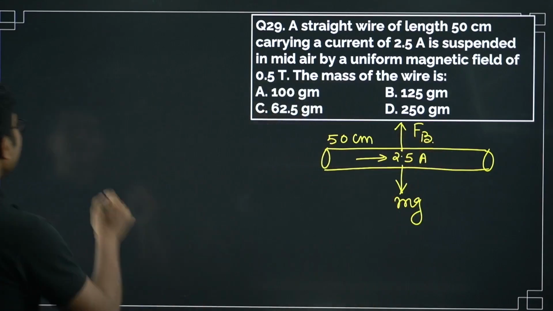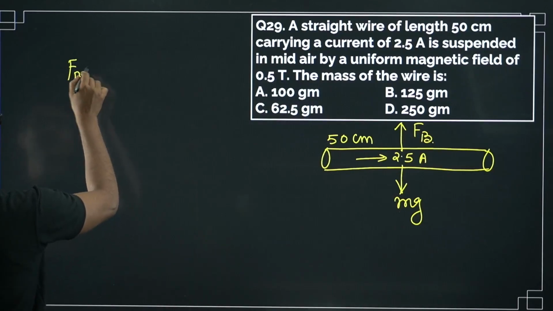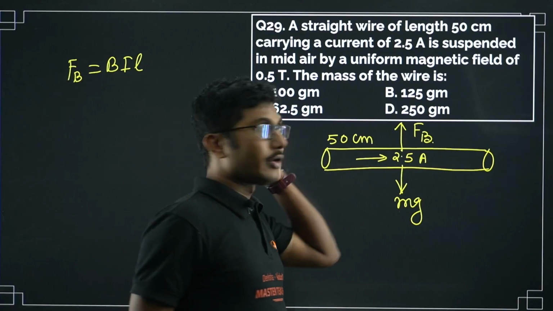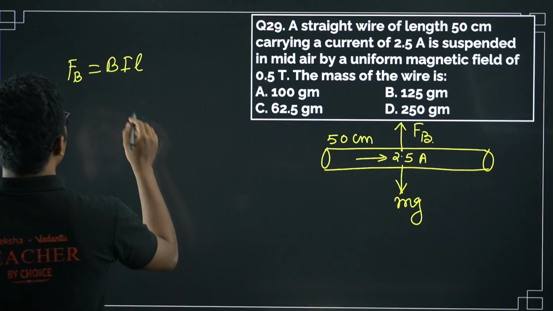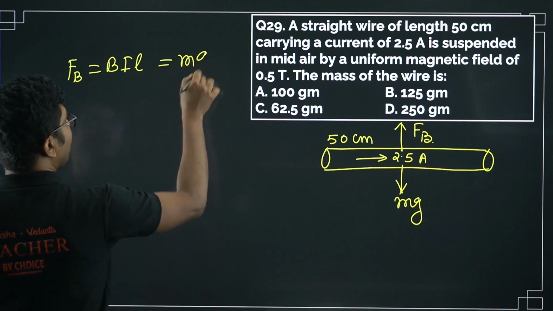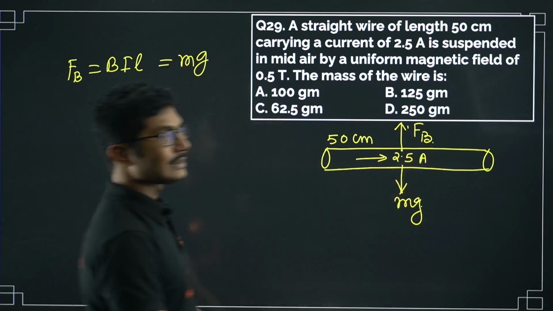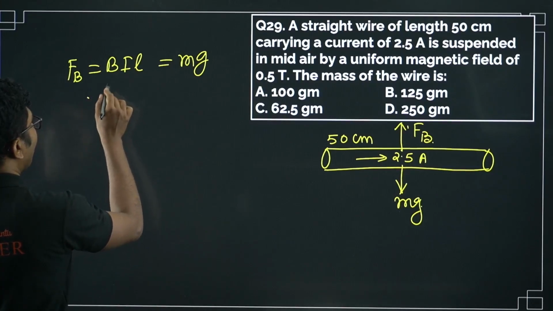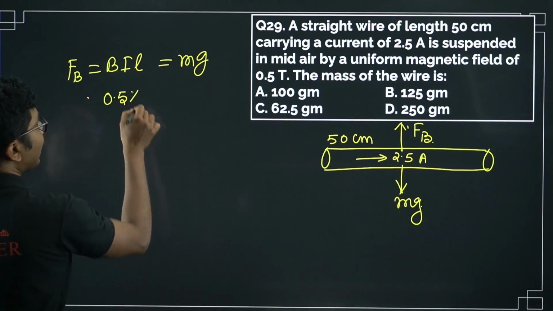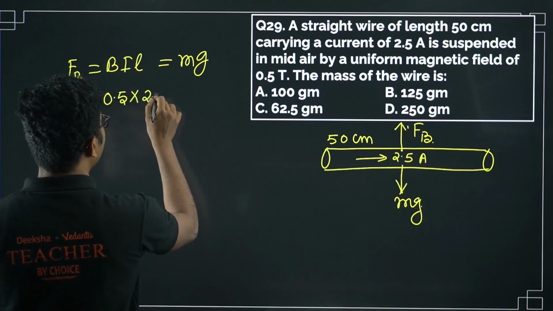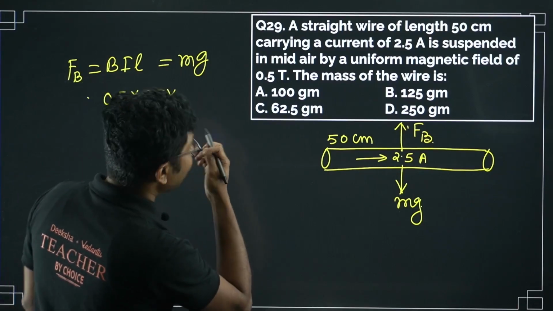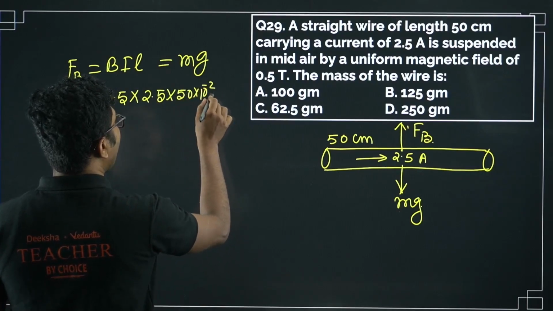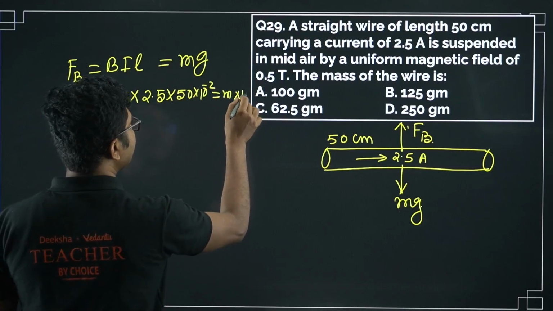So what is the magnetic force? Magnetic force is BIL sin theta. Now here the theta is 0. So we just need to put the values, and that should be equal to mg. Only if these two forces are balancing each other will the wire not fall, it will float. So what is B? 0.5 Tesla. Current is 2.5 ampere. Length is 50 centimeter, which means 50 into 10 to the power of minus 2. Mass we are trying to find, g is 10.